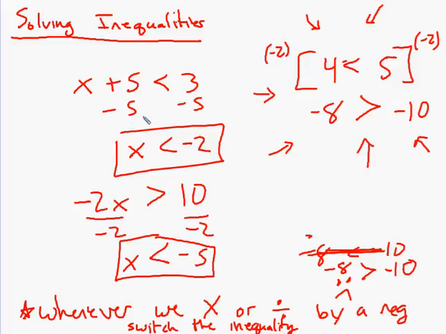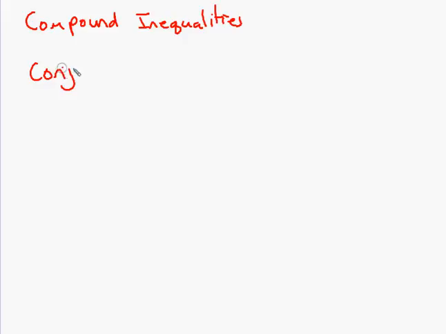But then there's 2 other things that we need to go over in order for us to be good and actually do the questions that we need to be able to do. And that first thing is going to be compound inequalities. That means they're going to have 2 parts. And we have 2 kinds of compound. We have conjunction, and we have disjunction.